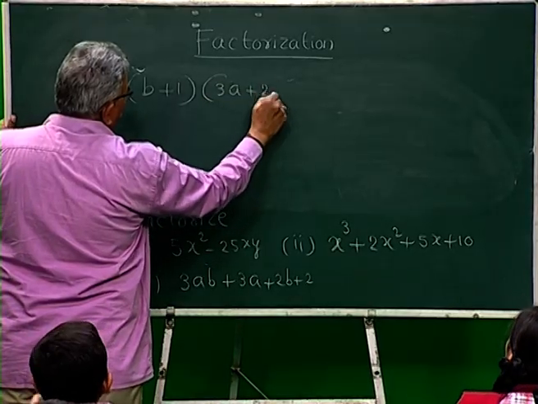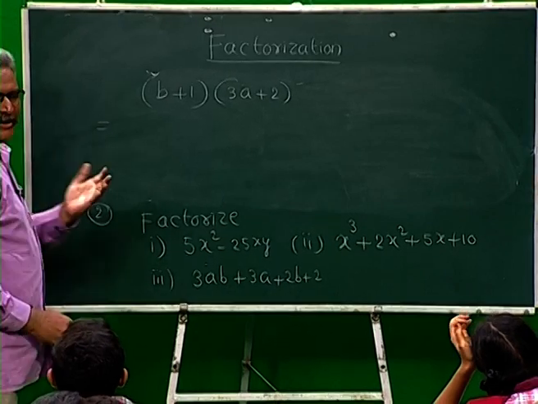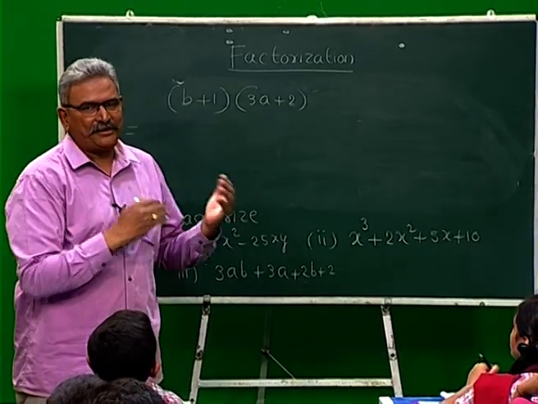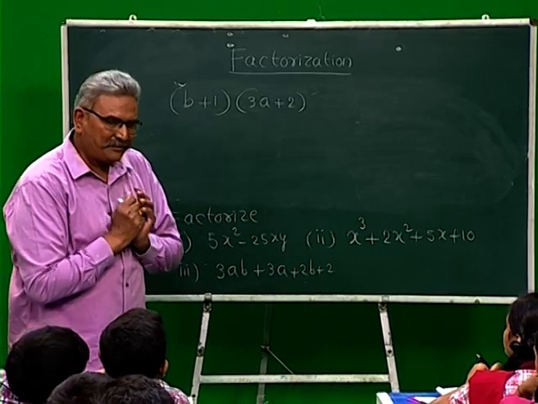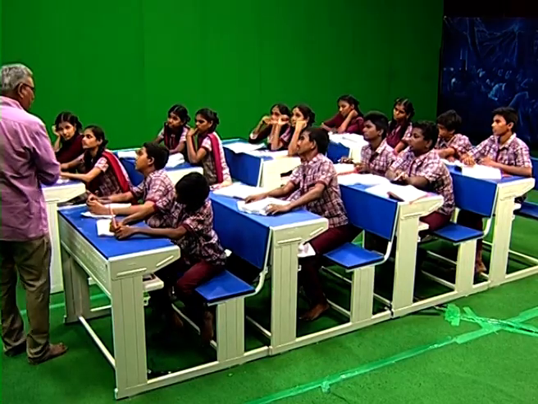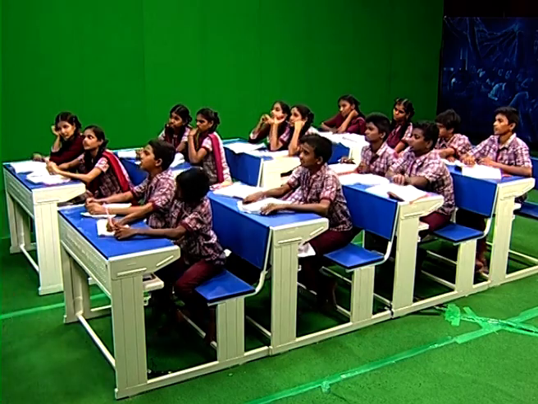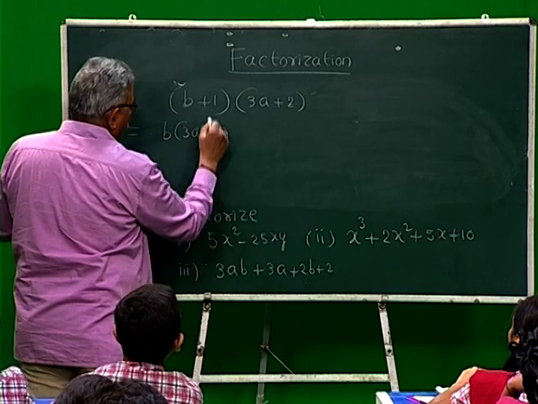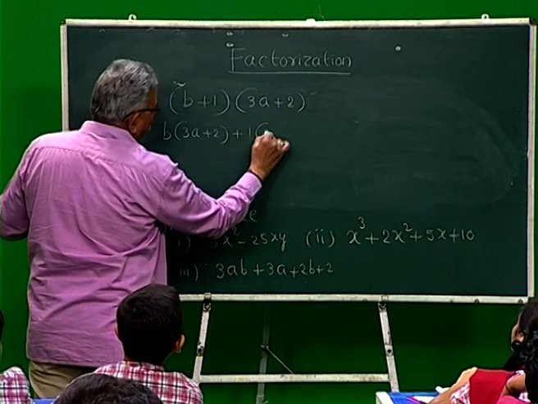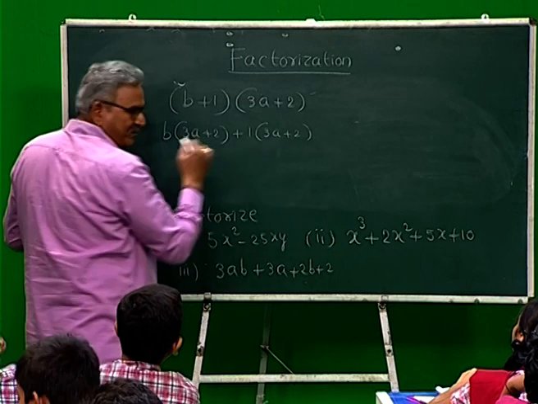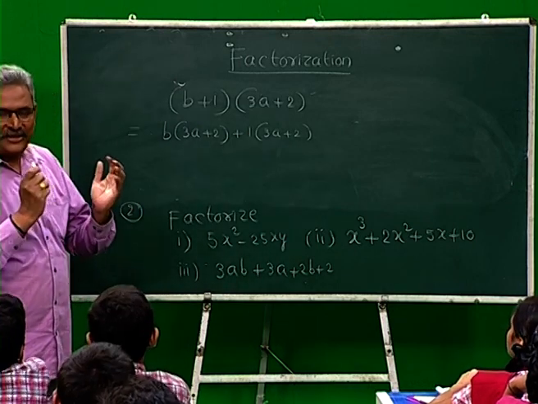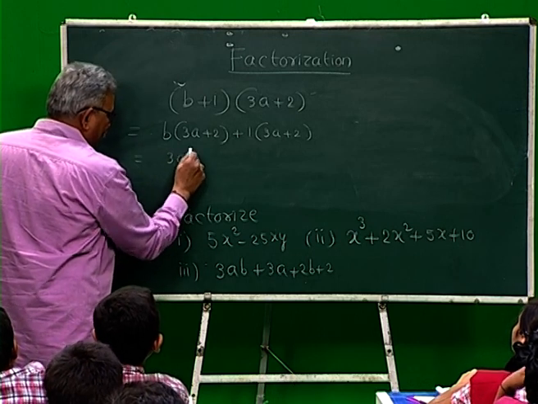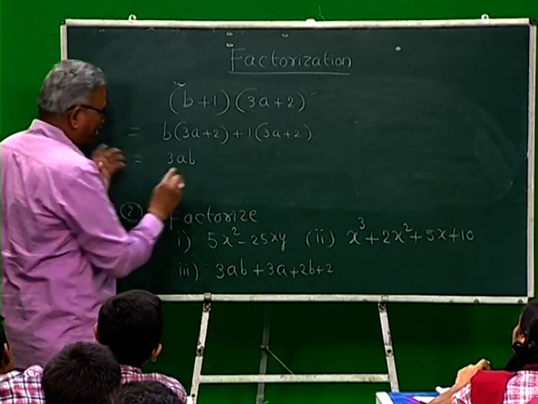B plus 1 into 3a plus 2. Could you help me how to multiply these two? How to multiply? First, what do we multiply with? b into 3a plus 2, then plus 1 into 3a plus 2. Clear? Again, now what we need to do: b into 3a. What is that? 3ab. 3ab plus 2.